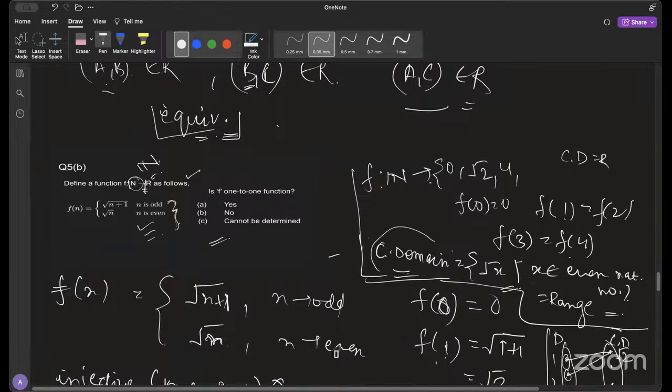And you can't actually take natural numbers here, because square root of 2 is the image of 2, but it's not a natural number. So that function won't be defined then. So you can't take natural numbers here.